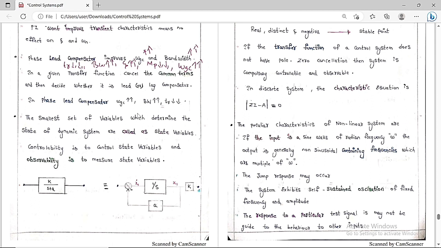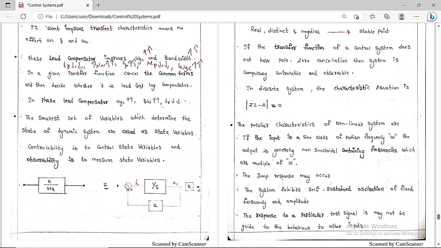The output is always going to lead the input. And also, it is going to improve only the transient response of the system. Because of this, the rise time is going to decrease, bandwidth is going to increase, damping ratio is going to increase, peak overshoot is going to decrease, and the gain crossover frequency is also going to increase. And there is also a change in the natural frequency omega n. So these things you always have to keep in mind.